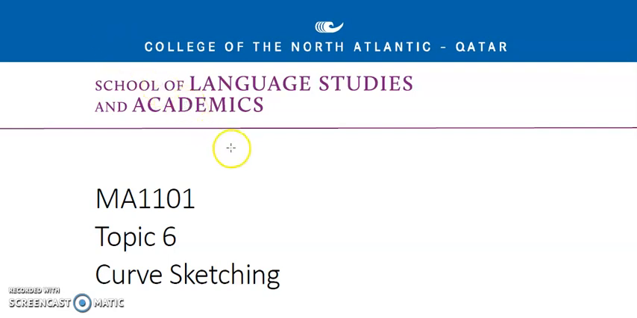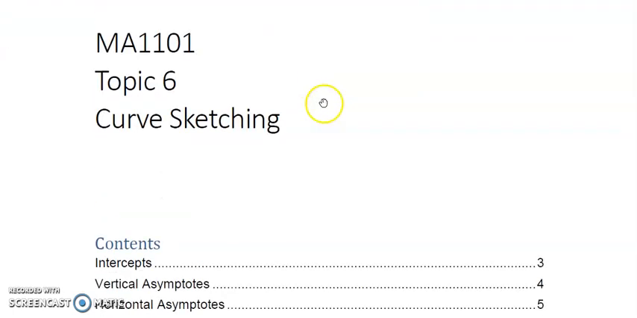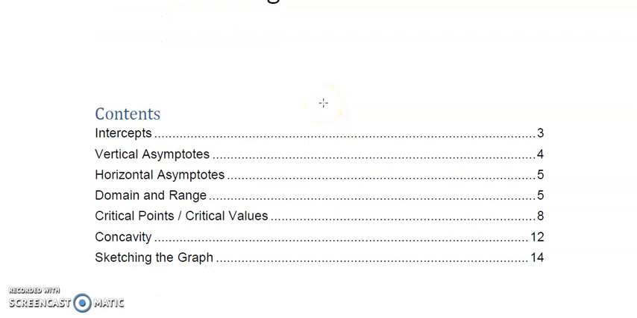We're going to start topic 6 today on curve sketching. This involves looking at the various techniques we've learned in all the units so far in this course and being able to draw an accurate graph given a function.